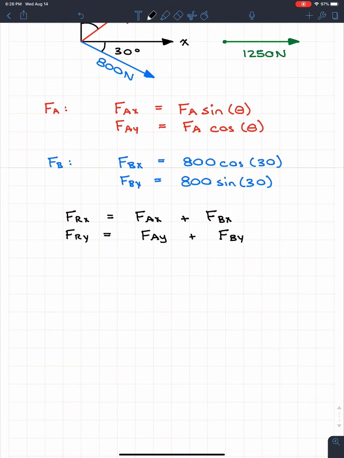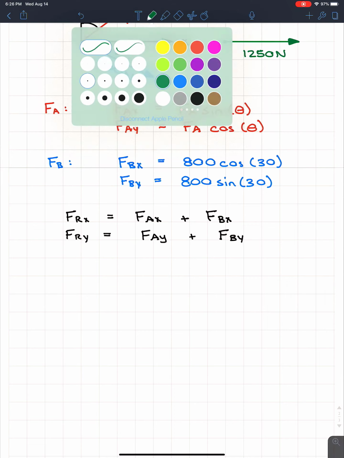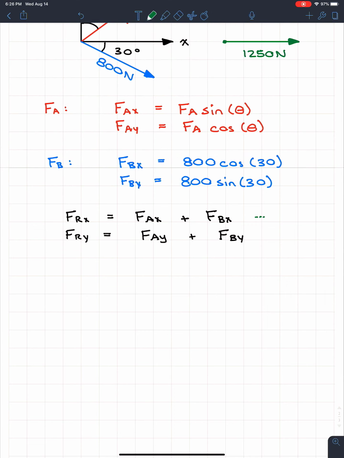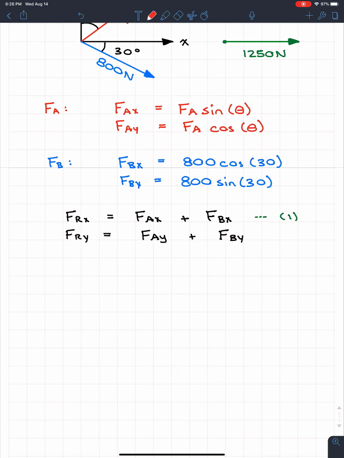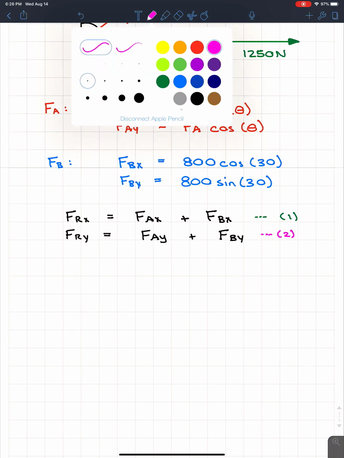I'm going to color code the equations to make them a little bit easier. So this is going to be equation 1. So if I say equation 1, you know which one I'm referring to. Oh, I don't want to go red. Let's go pink. Equation 2. So now if I say equation 1 or equation 2, you know which one I'm referring to.